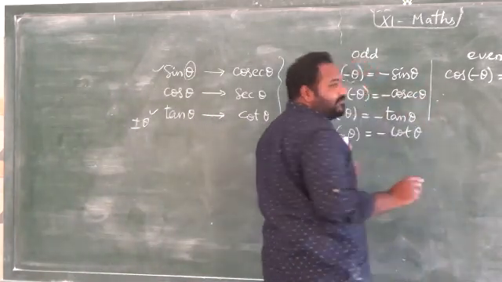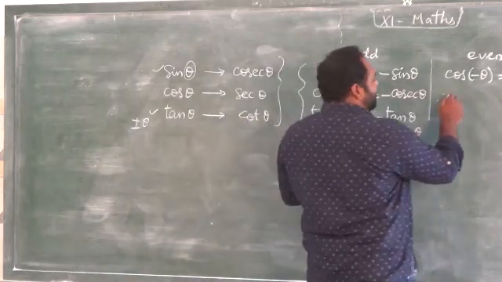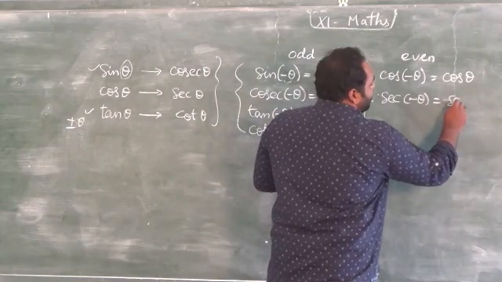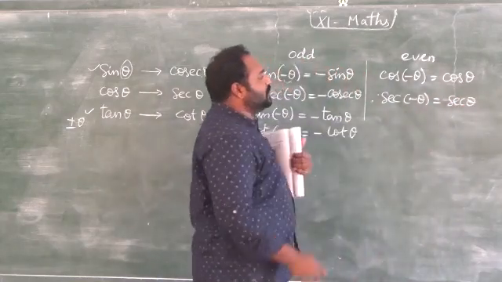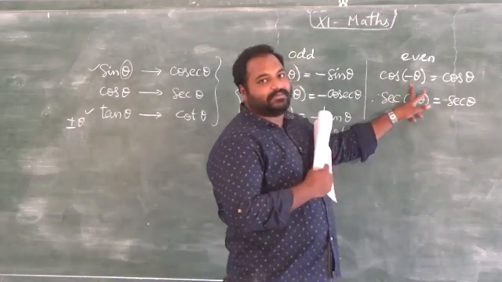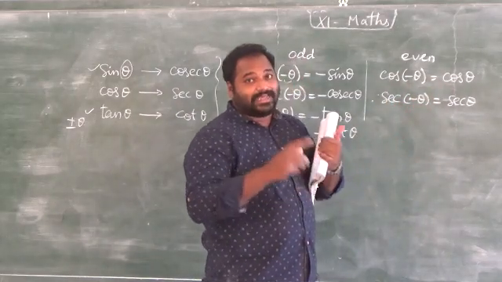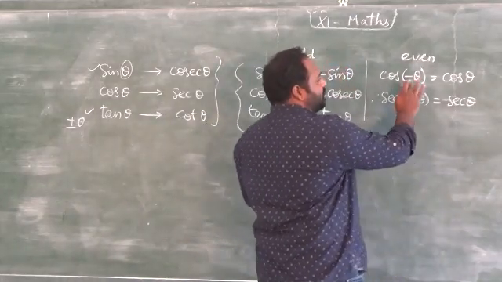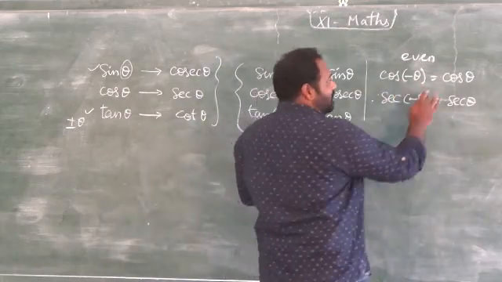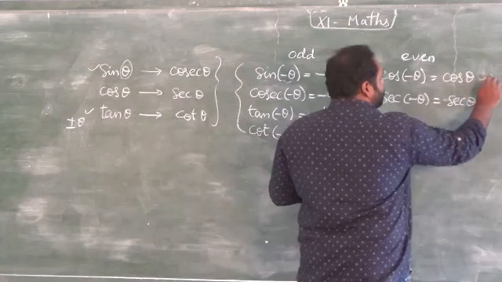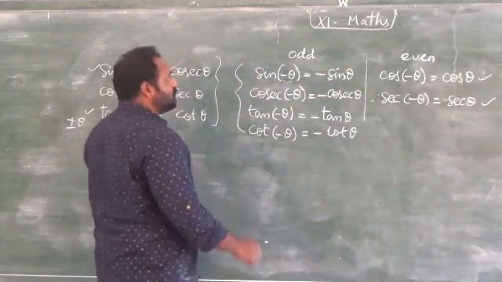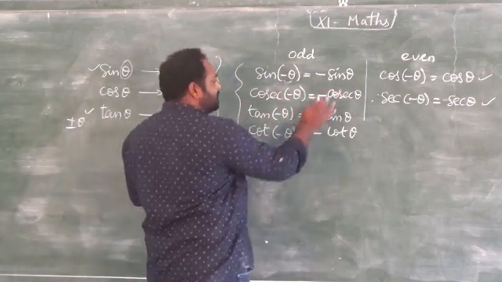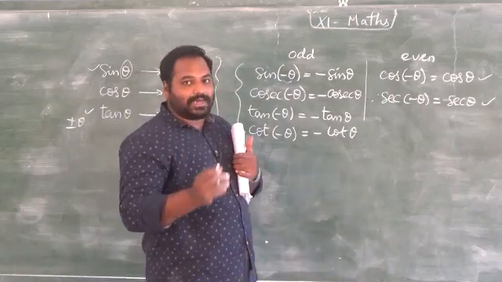Then for even functions, we have only 2 ratios: one is cos and another one is secant. Secant of minus theta is always secant theta. It will become positive. So the negative value of theta will not affect the cos function. Here minus theta is there, but the answer will not be minus, it is positive. So even functions will always be positive. For odd functions, if the argument is negative, you will have a negative function. If the argument is positive, you will have a positive.